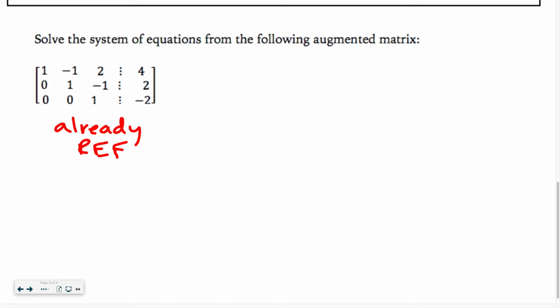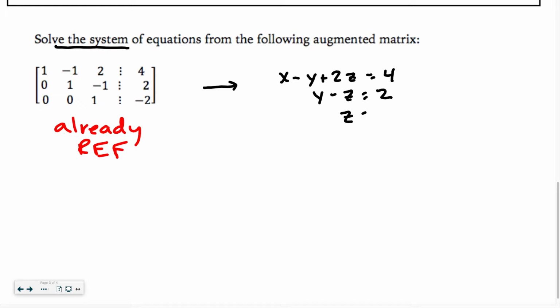Okay, if you already have it in row echelon form, then you can solve the system very easily. Take your augmented matrix and turn it back into the system of equations it once was. So put the x's, y's, and z's back. x minus y plus 2z equals 4. y minus z equals 2. And z equals negative 2.